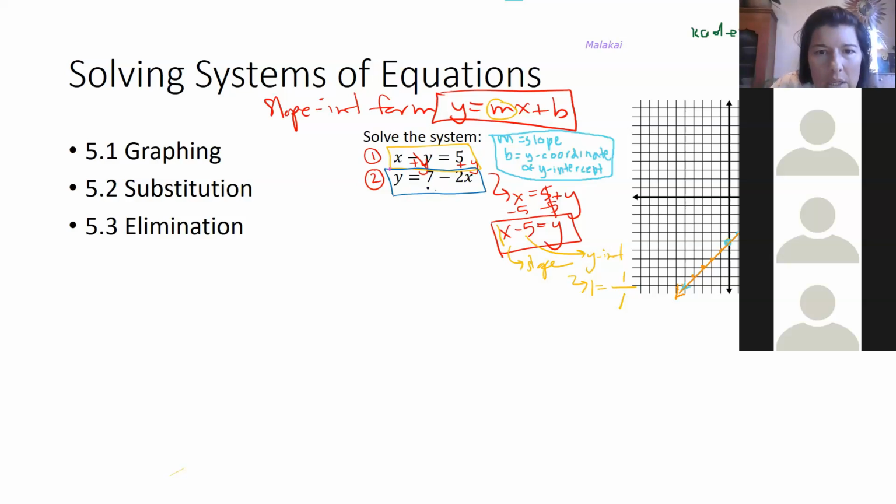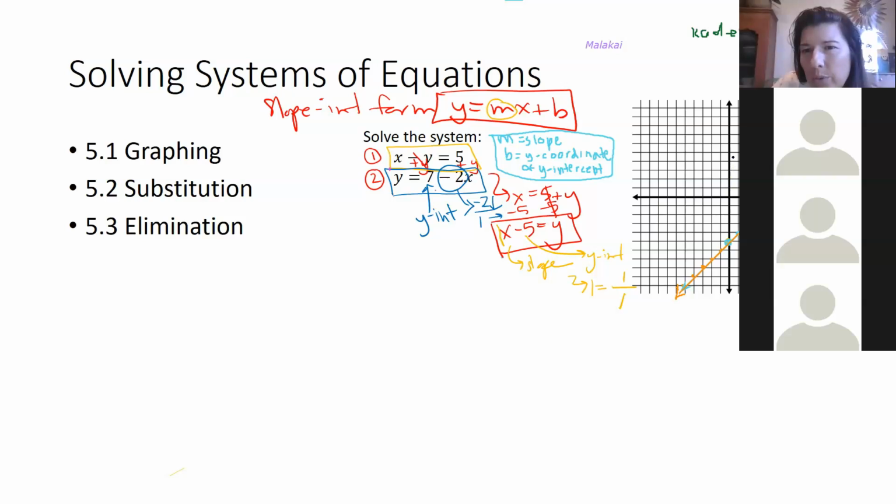7. 7 is the y-intercept. Is that a positive 7 or a negative 7? It's a positive 7, but the slope is negative. The slope is negative. All right, and our slope, let's write it as a fraction, shall we? So -2 over 1, which means I'm going to go down 2 to the right 1. Means the line is decreasing. Beautiful.